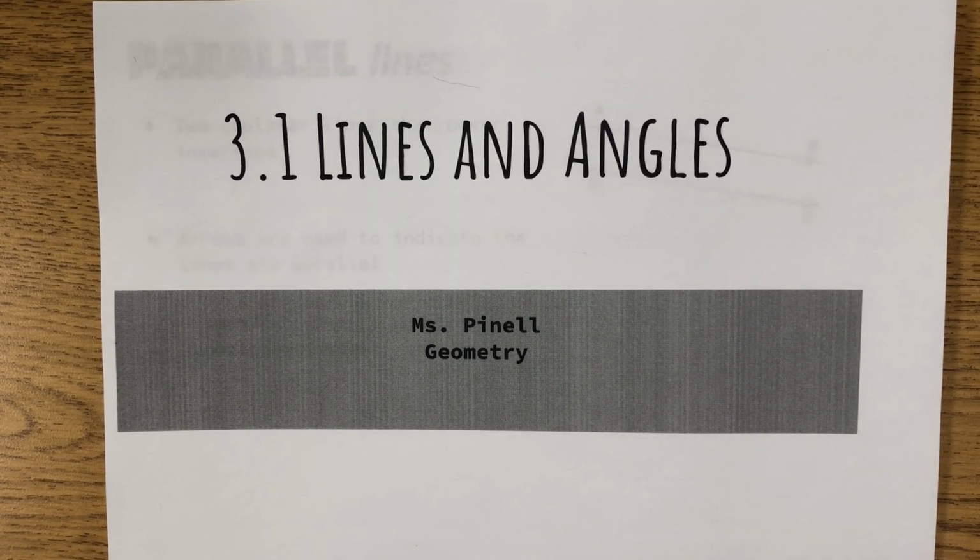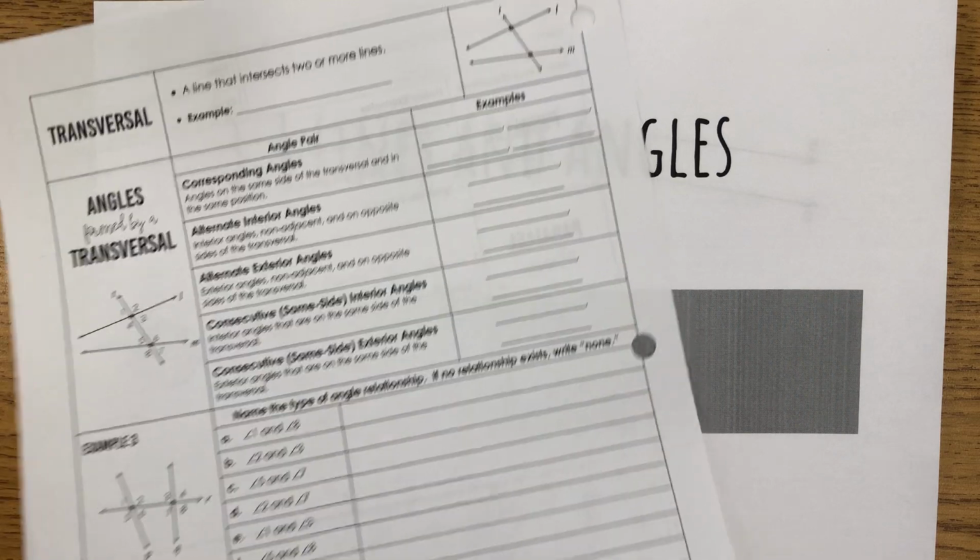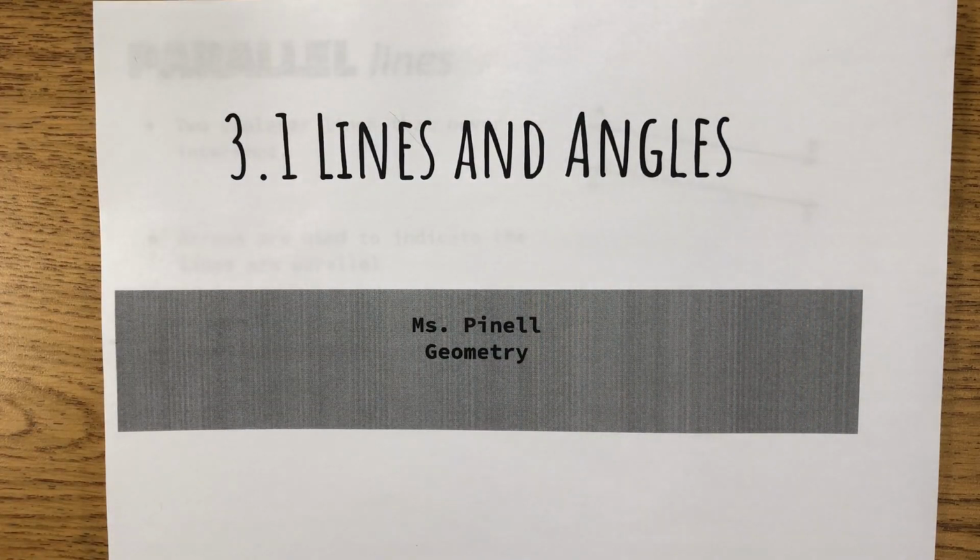We are going to do 3.1 lines and angles. This is going to be the last section of it. I posted the notes outline to my website as well as OnCourse. Feel free to print this out and follow along on the notes page. If you can't print, that's okay. Just write it on a piece of paper.